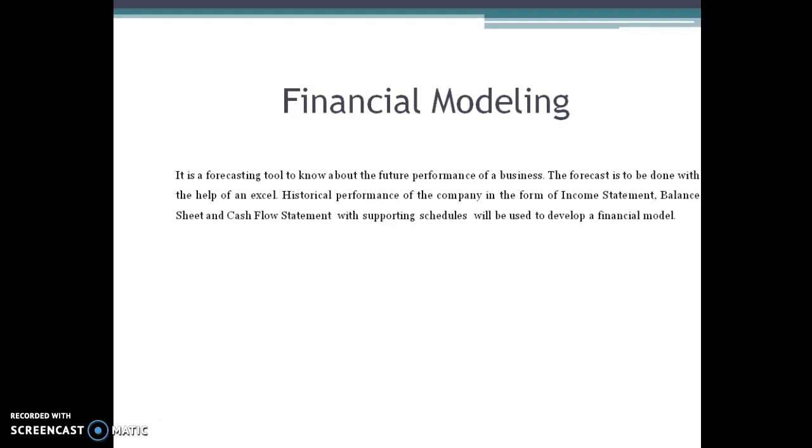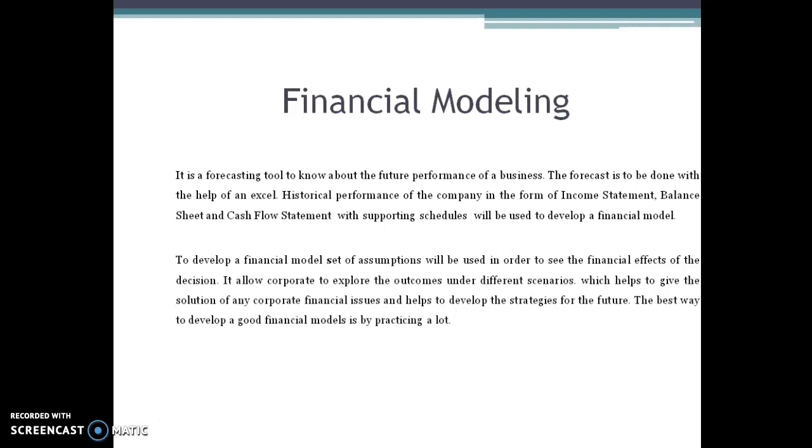So, financial modeling is a forecasting tool to know about the future performance of a business. The forecast is to be done with the help of Excel. Historical performance of the company in the form of income statement, balance sheet, and cash flow statement with supporting schedules will be used to develop a financial model. When we are talking about supporting schedules, it means we need to prepare depreciation information and machinery information, so those are to be considered as supporting schedules in financial modeling.